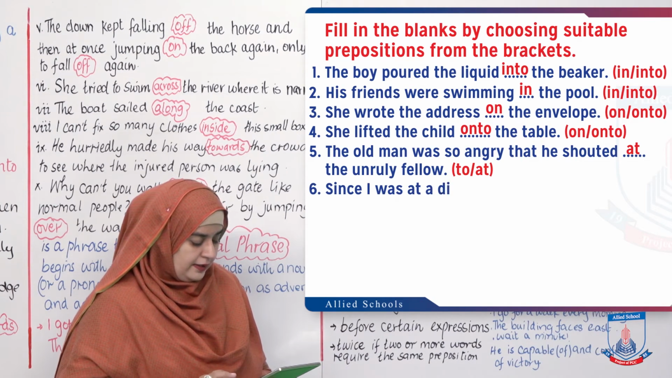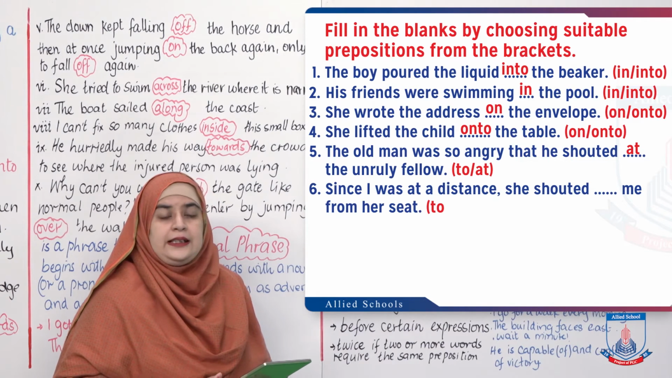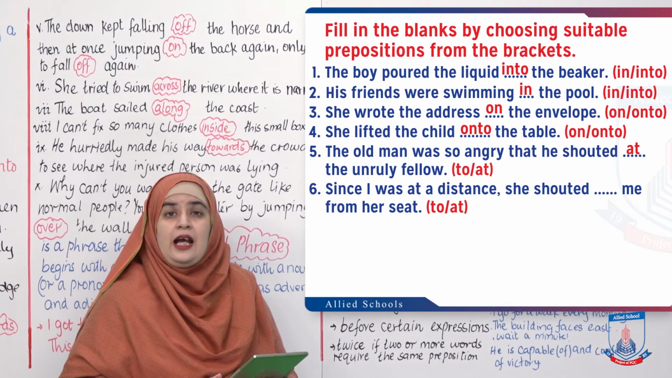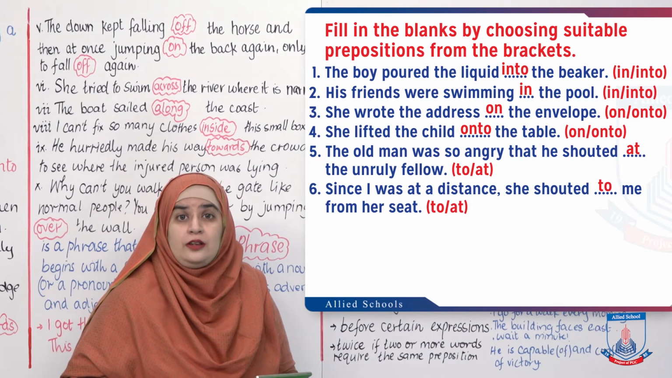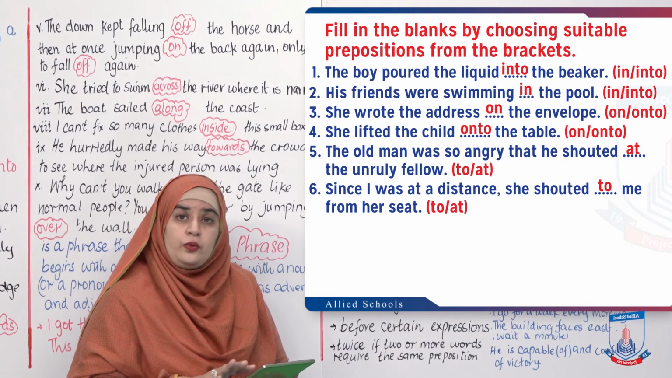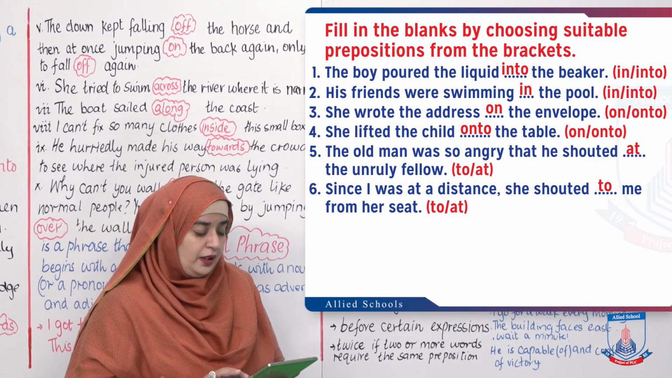Since I was at a distance, she shouted dash me from her seat. To me from her seat या at me from her seat. She shouted to me. ठीक है, shouted at का मतलब होता है गुस्से में बोलना. To का मतलब है पुकारना अपने पास. ठीक है, यहाँ पे वो गुस्से में नहीं बोल रही.